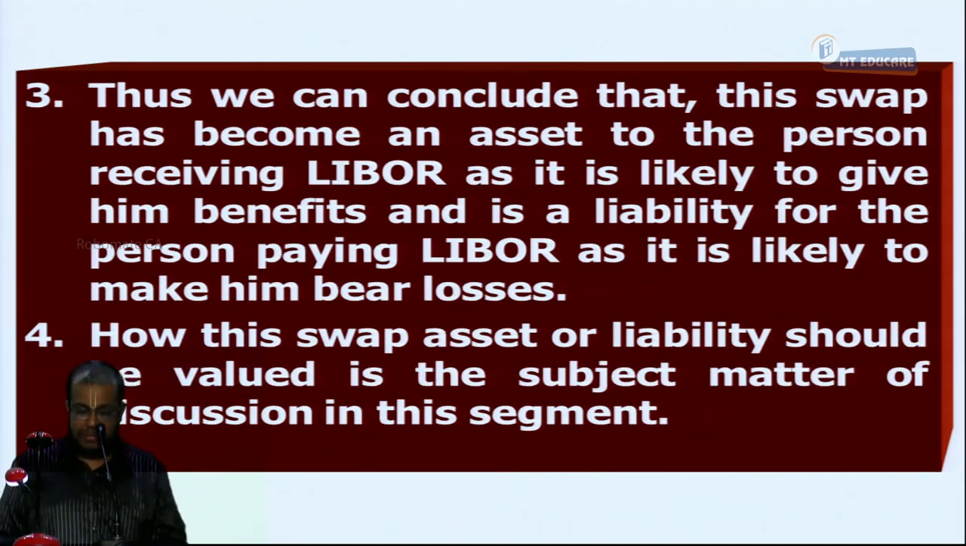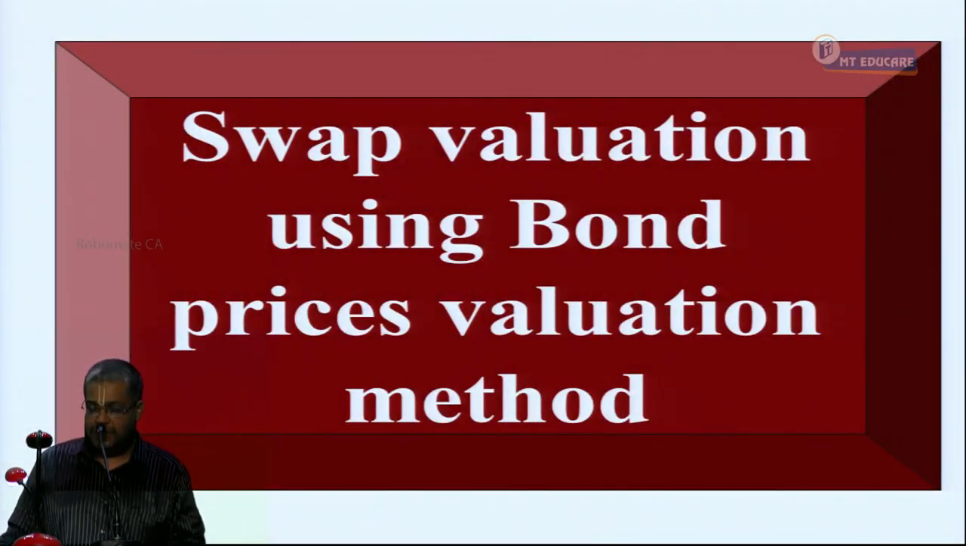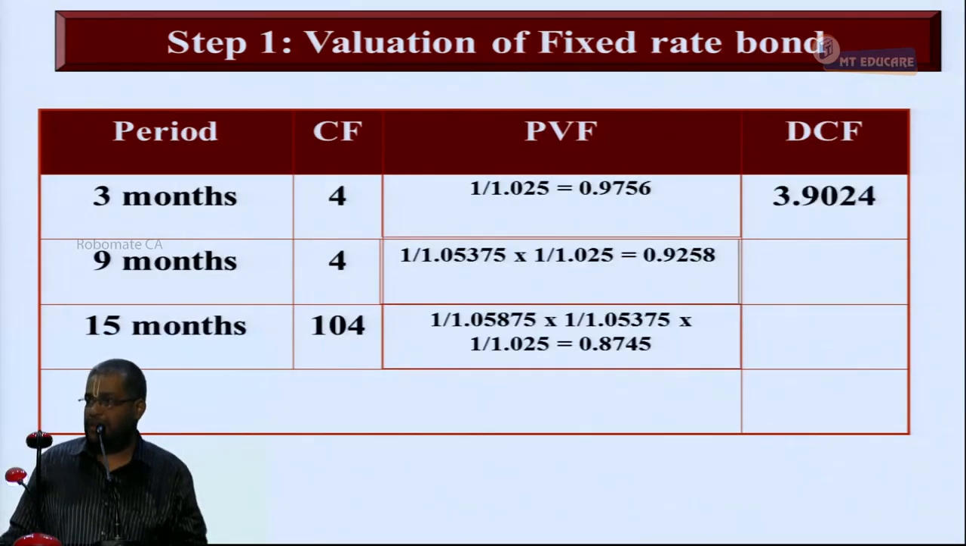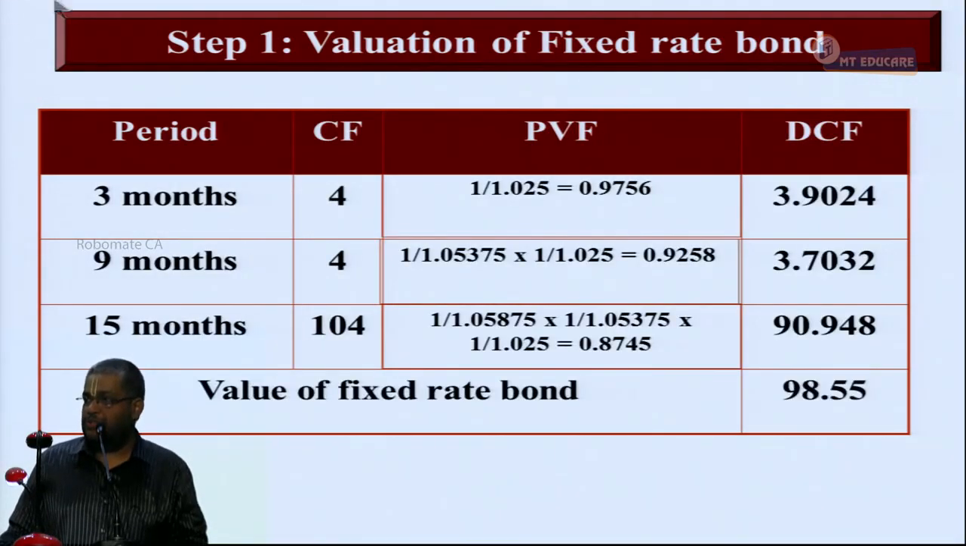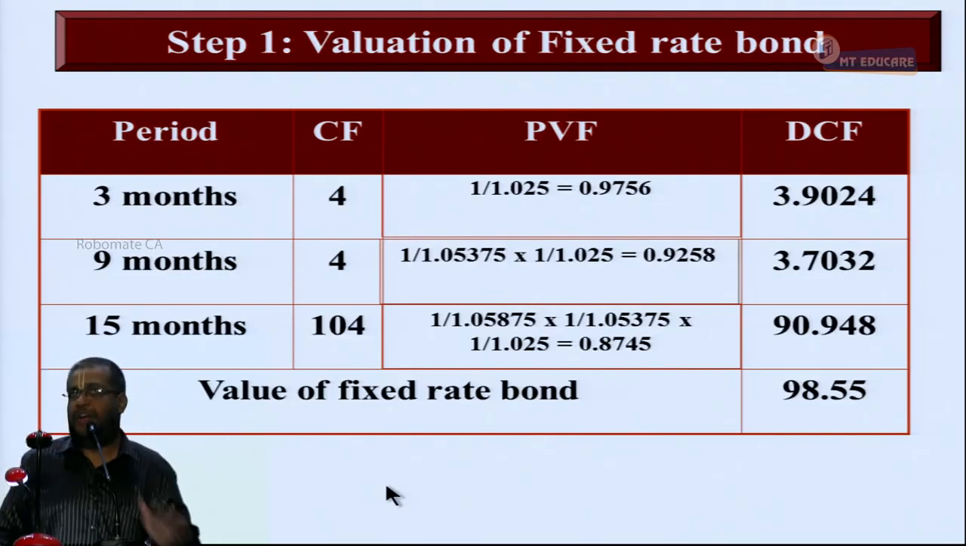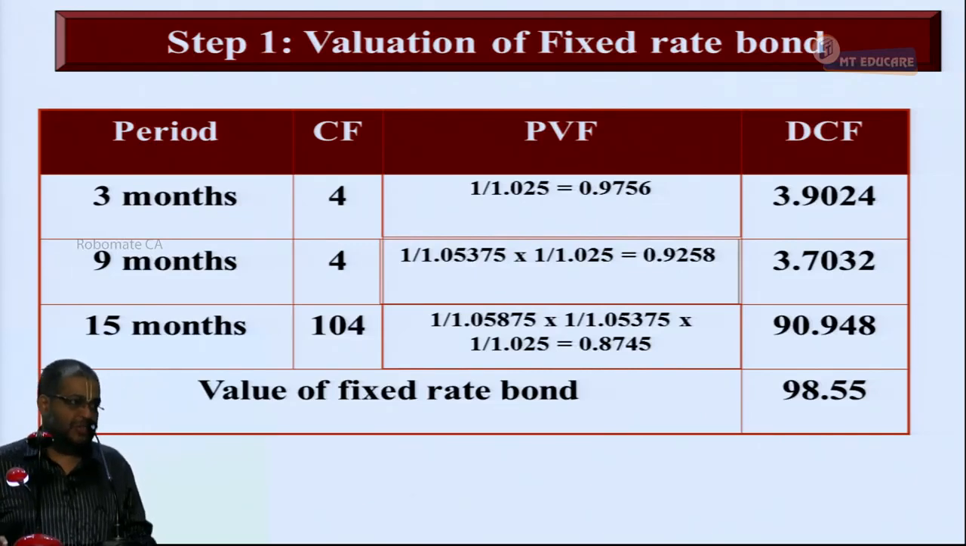After observation, method 1 is what method? Bond prices valuation method. So first we are valuing the fixed rate bond. Please copy this quickly, but don't copy the factor calculation again; we already calculated it once. Simply write 0.975699248.88, 8745. Just copy the factor alone, don't copy the calculation, please.